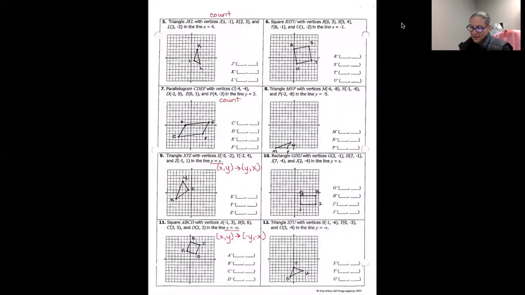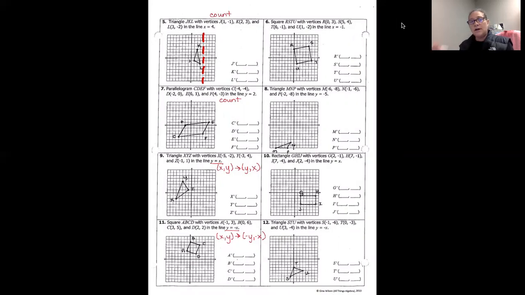Taking a look on our next page, problem number 5 has a triangle, and we are reflecting over the line x is equal to 4. So the first thing that we want to do here is draw the line x is equal to 4. So 1, 2, 3, 4. We're going to draw kind of a thick line to represent that.